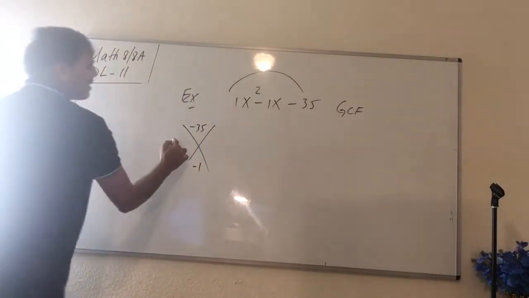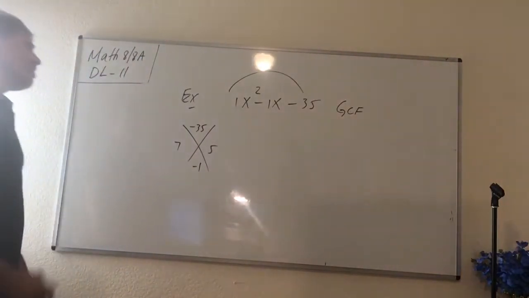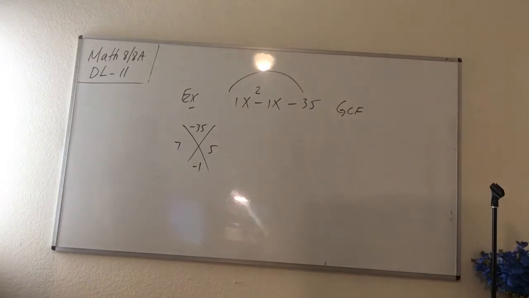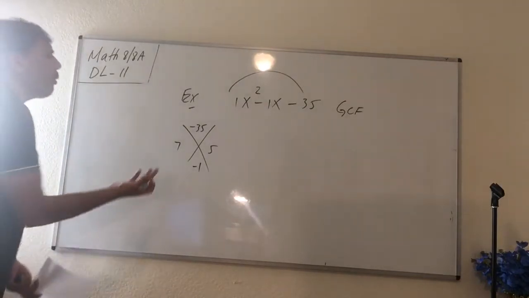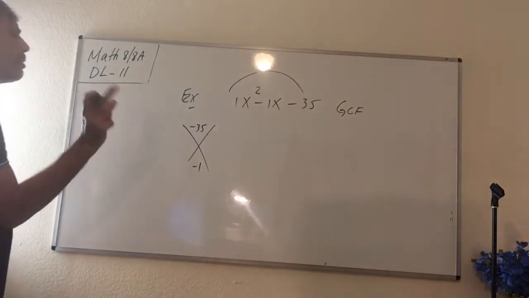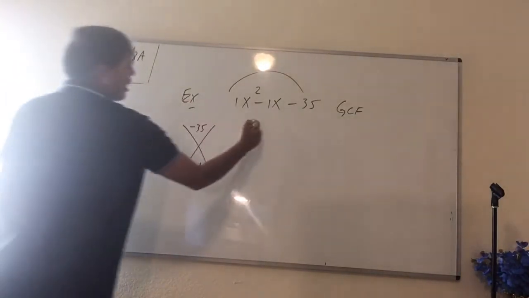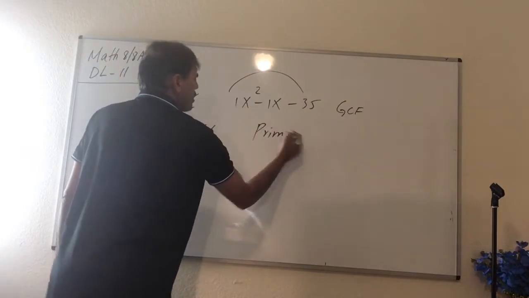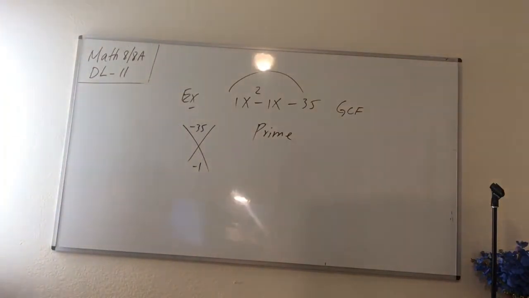So look, 7 times 5 is 35. That's the only combination we have. Well, no, in this case there's no way you can. So in this case, there's no factor. You cannot think of any two numbers that give us this. So in this case, nothing is going to work. So then you write here prime. Prime means the trinomial is not factorable.